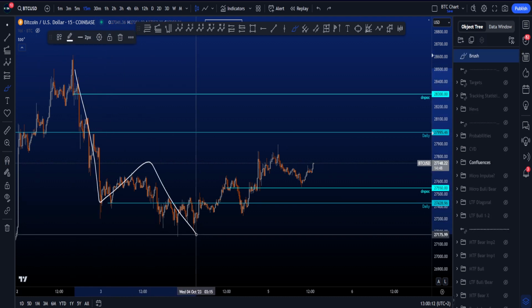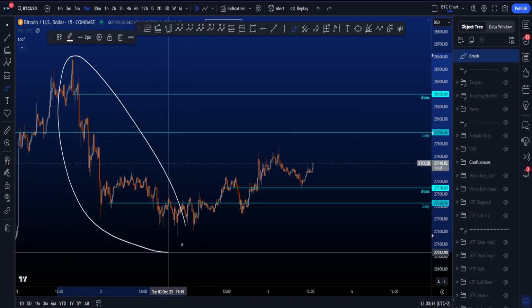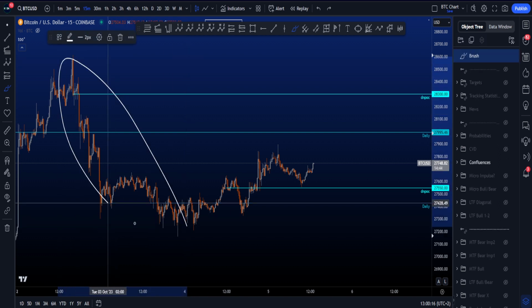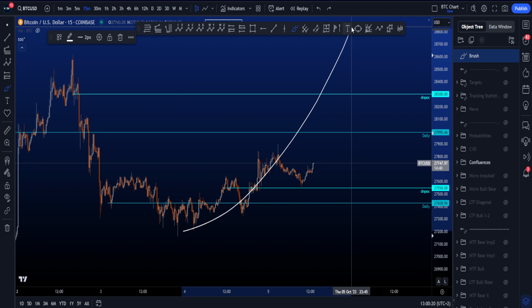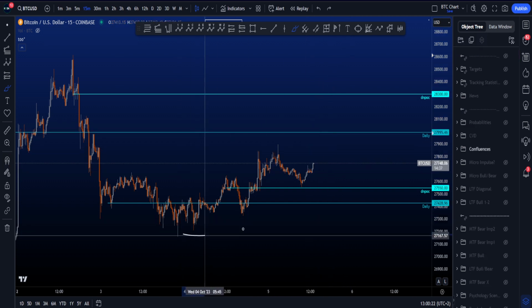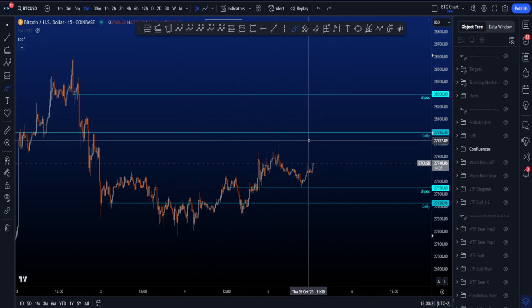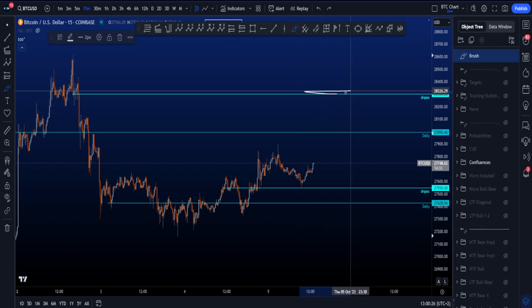It's been an ABC structure. If we count this on a very low time frame, there's quite a nice probability this is an ABC. So this could be the end of potentially a diagonal 4, and you could continue, even though this move doesn't really look that great yet. But it's always about reacting to price.